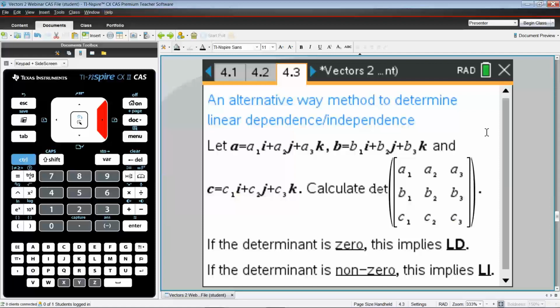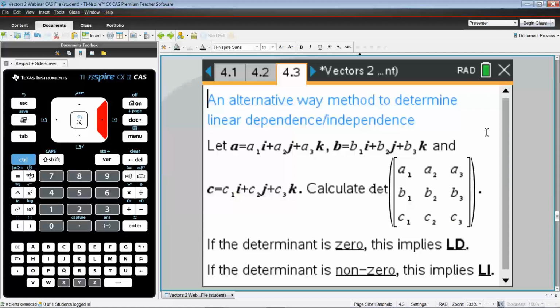Okay, what I'd like to show you now is an alternative way that the CAS really helps with in terms of working out dependence and independence. Just a quick disclaimer, this is not on the study design at all.